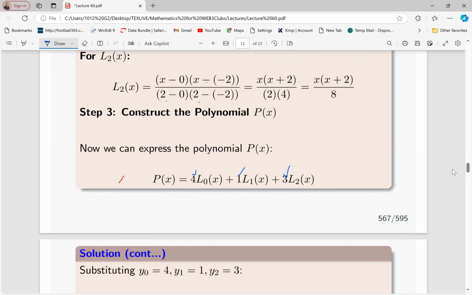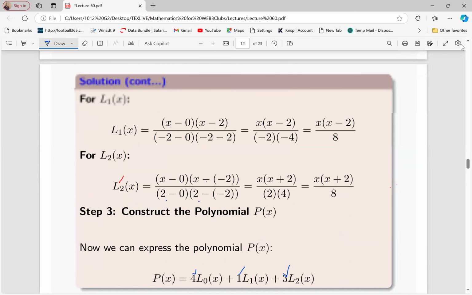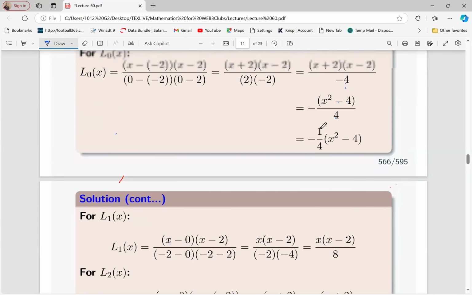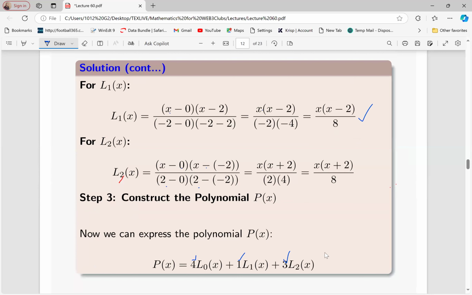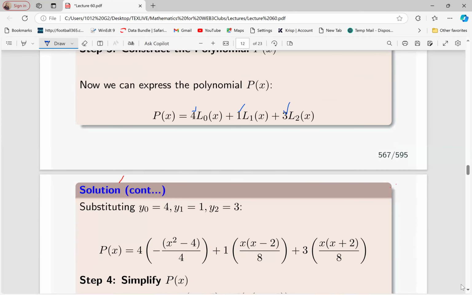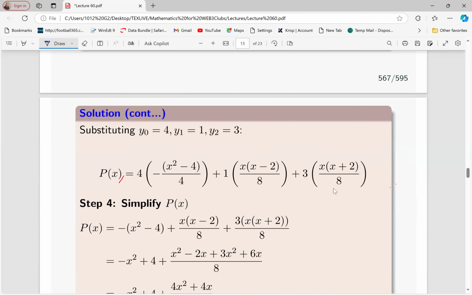So of course I have those. L0, where was it? L0 was here. It's -1/4 times x squared minus 4. Then I have L1 here. Then I have L2 here. I just multiply them by the corresponding values of y, and that's what I'm doing at this point.